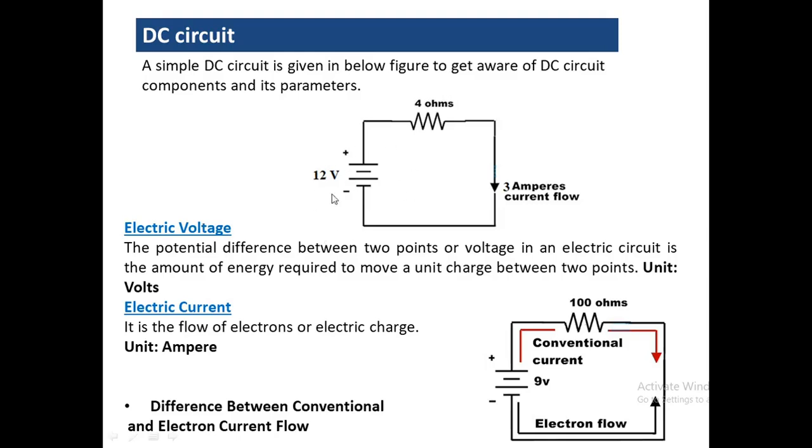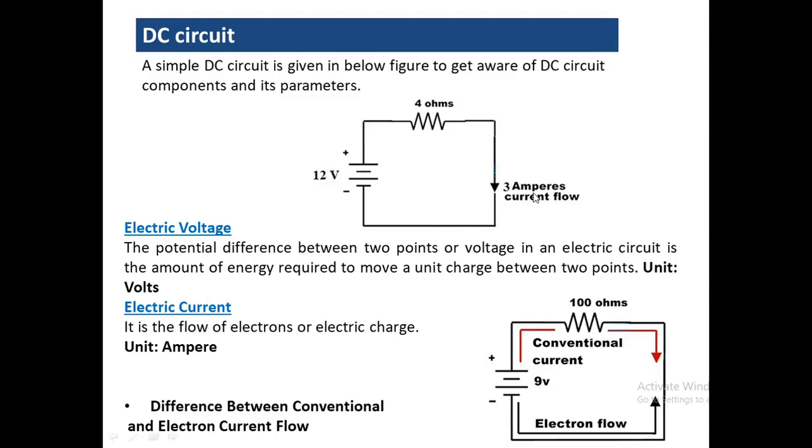Here we have voltage. What do we mean by electric voltage? It is nothing but the potential difference between 2 points, or we can say the amount of energy required to move a positive charge between these 2 points, the amount of energy required to move a unit charge between these 2 points. The unit of electric voltage is volts.